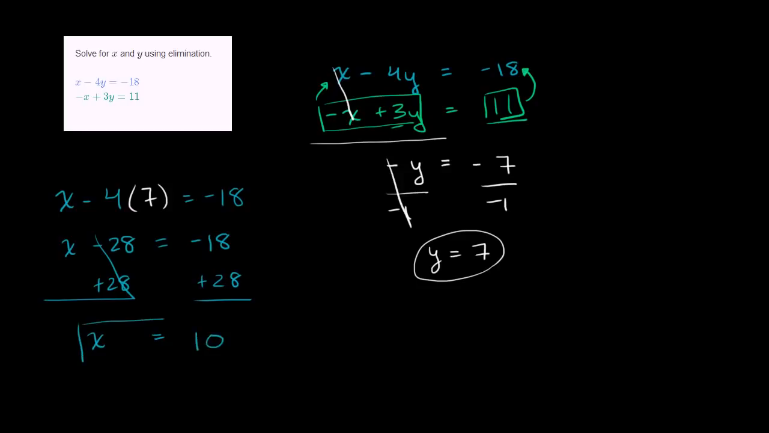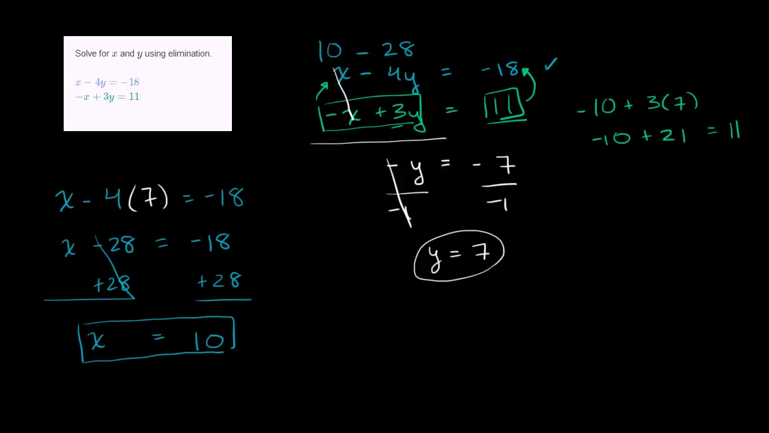So we get x is equal to 10 and y is equal to 7. And what's really good about this is you can verify them for yourselves. If you take this first equation, 10 minus 4 times 7, so 10 minus 28 does indeed equal negative 18. So it checks with the first equation. And let's check the second equation. Negative x, so negative 10 plus 3 times 7, what does that equal? That's negative 10 plus 21, which does indeed equal 11. So it satisfies both of them.